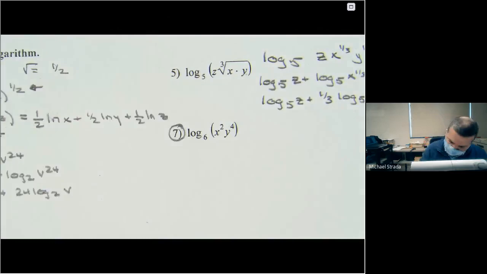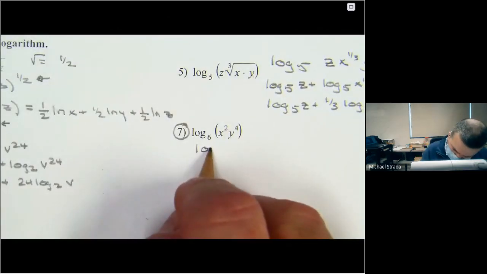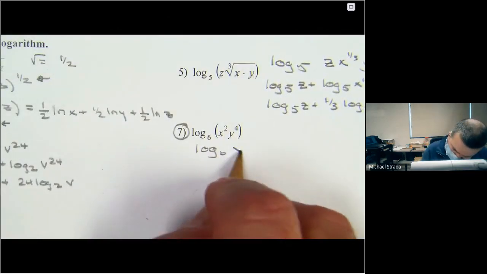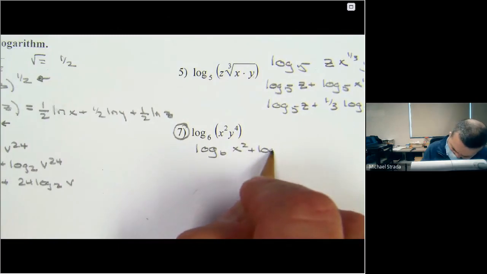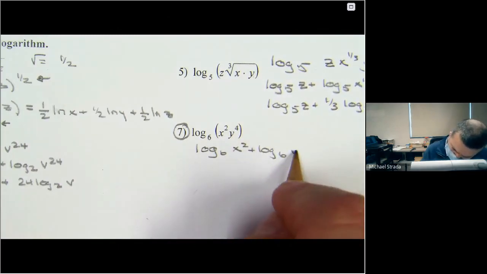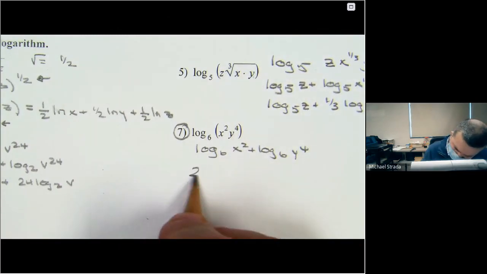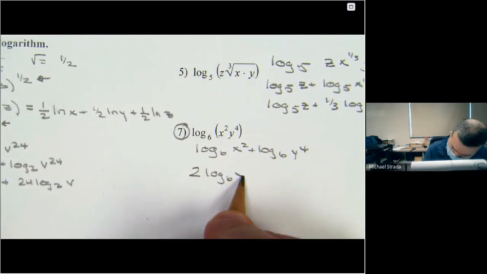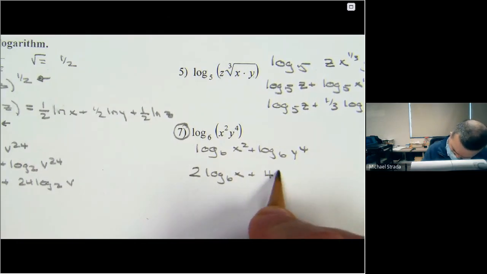We got the log 6 of x squared plus log 6 of y to the 4th, which gives us 2 log 6 of x plus 4 log 6 of y.